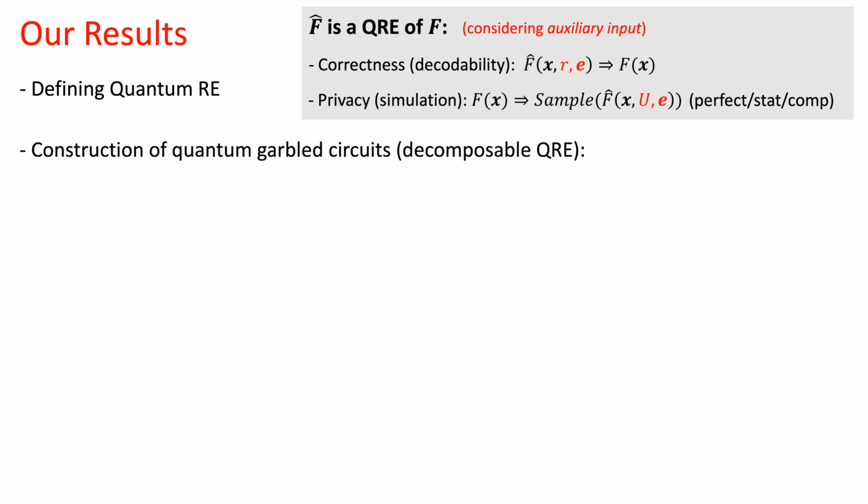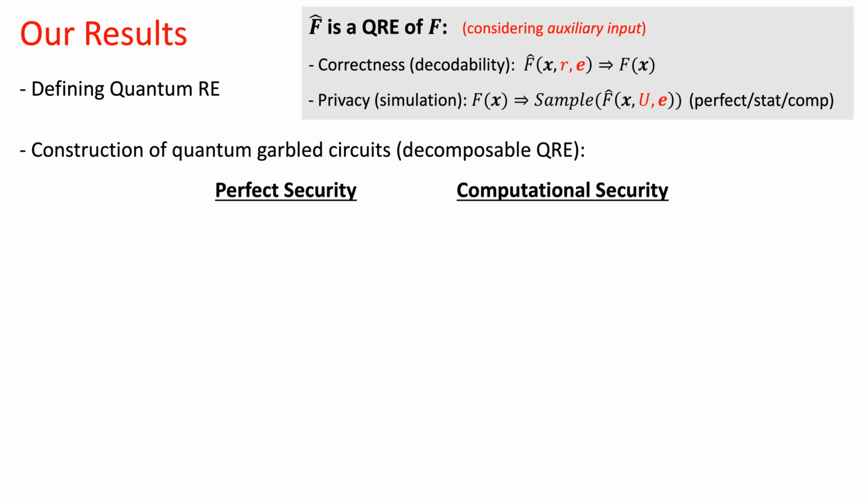And once we define it, we want to construct it. So we present a construction for quantum garbled circuits, or decomposable quantum randomized encoding with gate-by-gate encoding. Our construction actually has two flavors, one with perfect security and one with computational security. Both of these are achieved in exactly the same way. You just need to switch one component from a perfectly secure component to a computationally secure component from the literature.